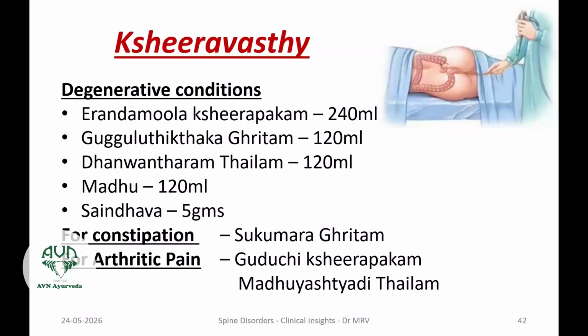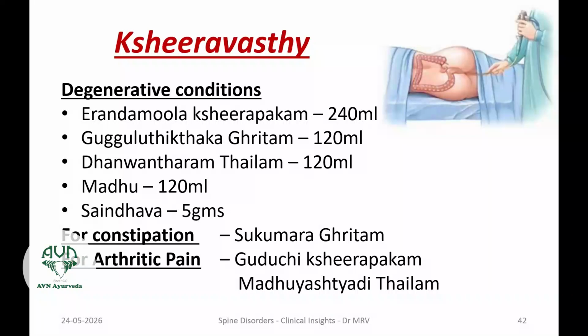For example, in constipation, if the patient is very constipated, at that time, instead of Guruvita, initially we can use Kumara Krida for making the Koshta Snigdha. Then we can go for Guruvita. So for arthritic pain, definitely Guluchi Kshiravaka is more effective because Guluchi is considered to be Agri Aushadha for Vatarakta.